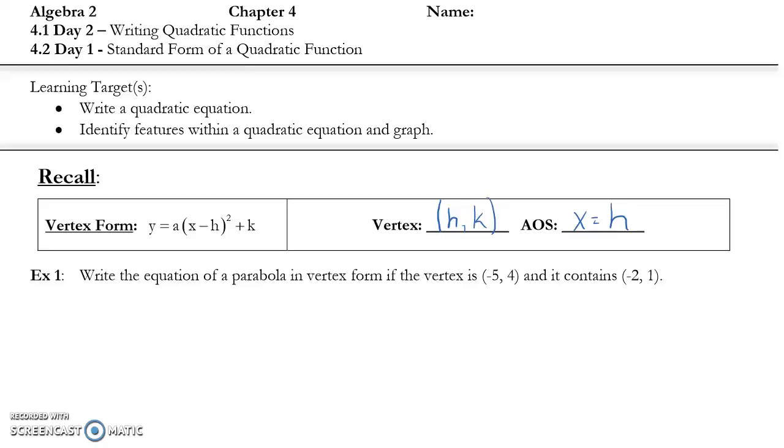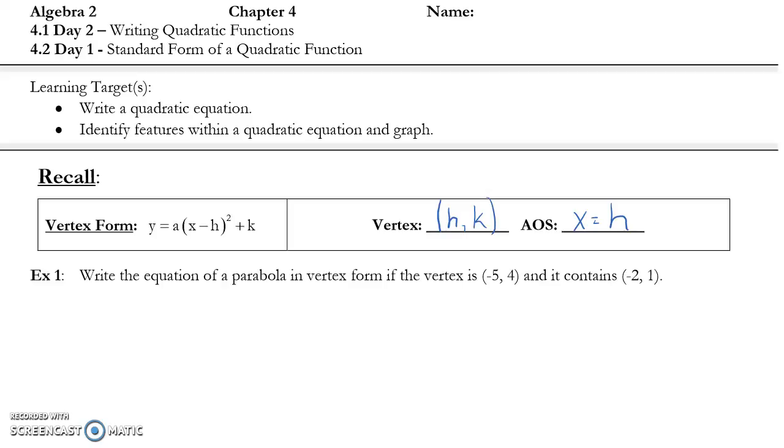Today's video is going to be our notes for the second day of Chapter 4, sections 4.1 and starting into section 4.2, where we're going to be writing quadratics in vertex form to start with, and then we're going to start taking a look at standard form. Those are our two learning targets.